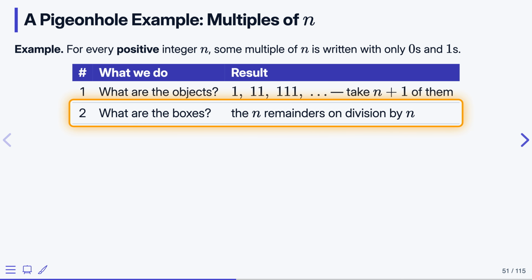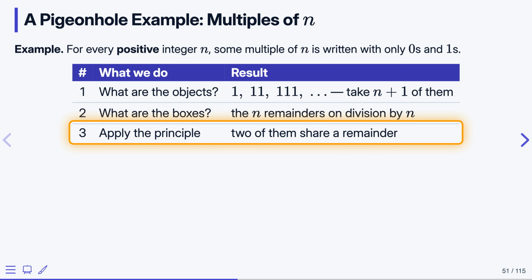Step 2. Pick the boxes. Divide each of them by n. A remainder is one of the numbers 0 up to n minus 1, so there are exactly n boxes. Step 3. We have n plus 1 numbers and only n boxes, so two of the numbers land in the same box. They leave the same remainder. The finish is on the next slide.